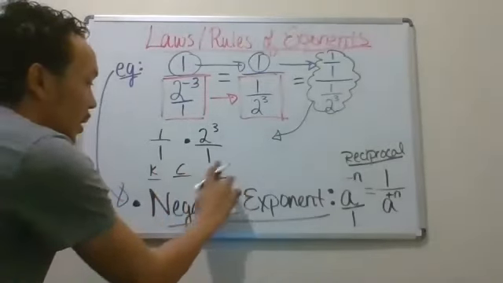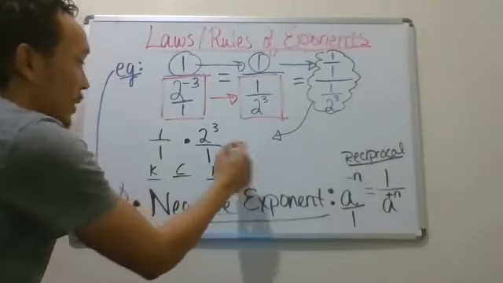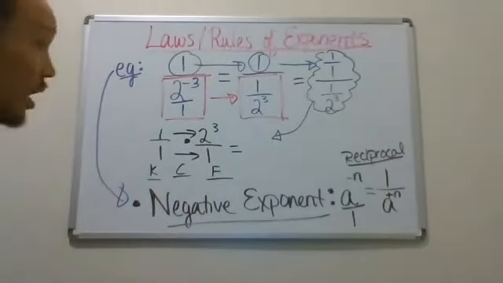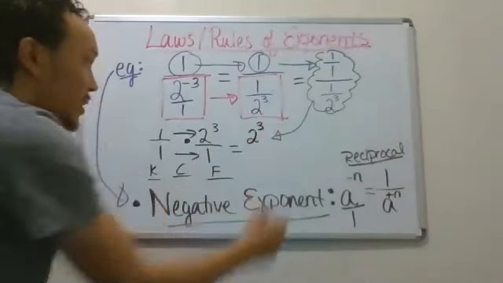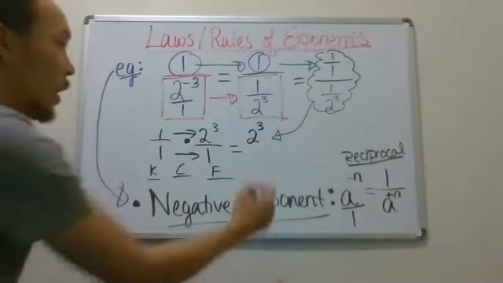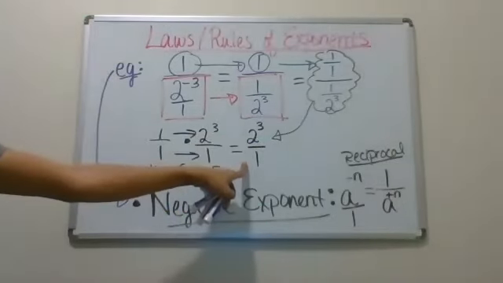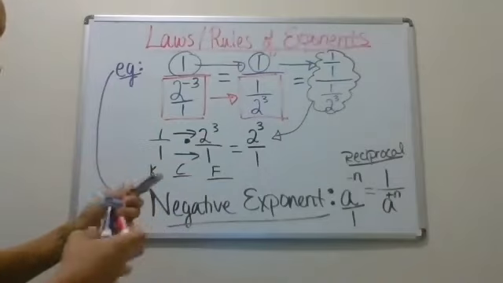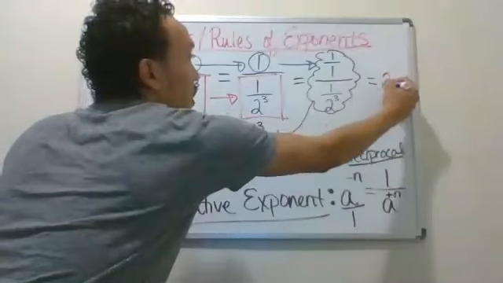Okay? And so with that, we end up with, and once we have multiplication, we multiply fractions straight across. So 1 times 2 to the third gives me 2 to the third, and 1 times 1 is 1. And so we can actually simplify 2 to the third divided by 1 as giving me my final answer of simply just 2 to the third power.